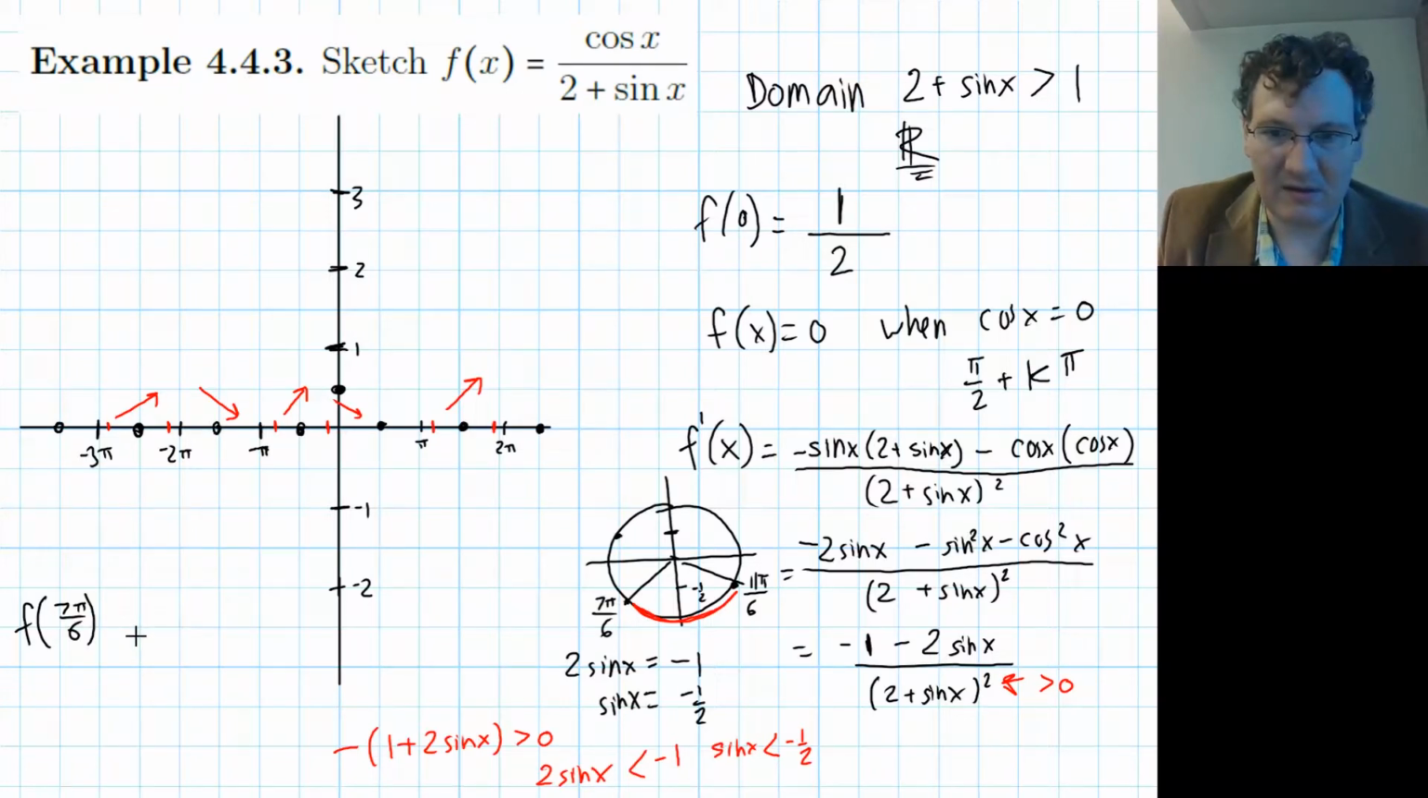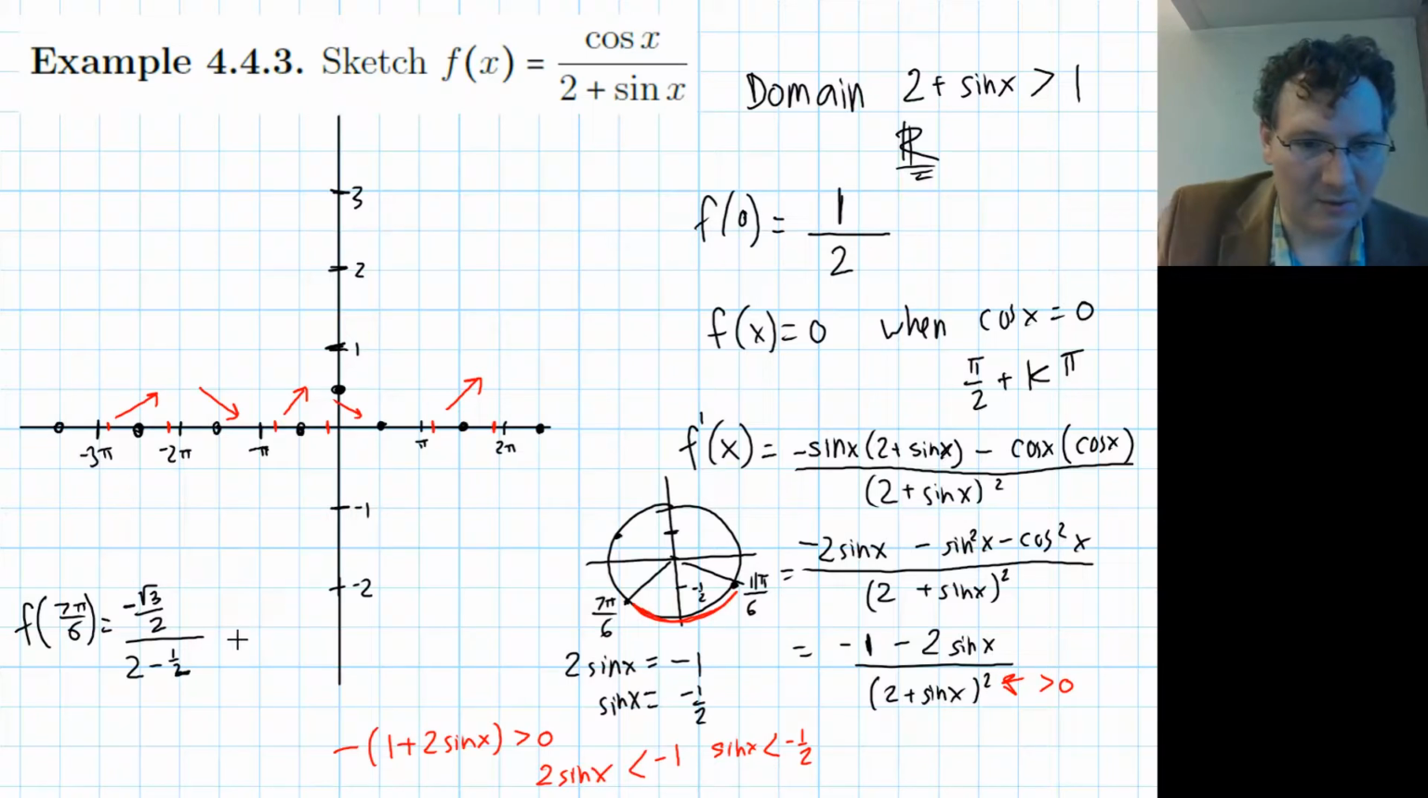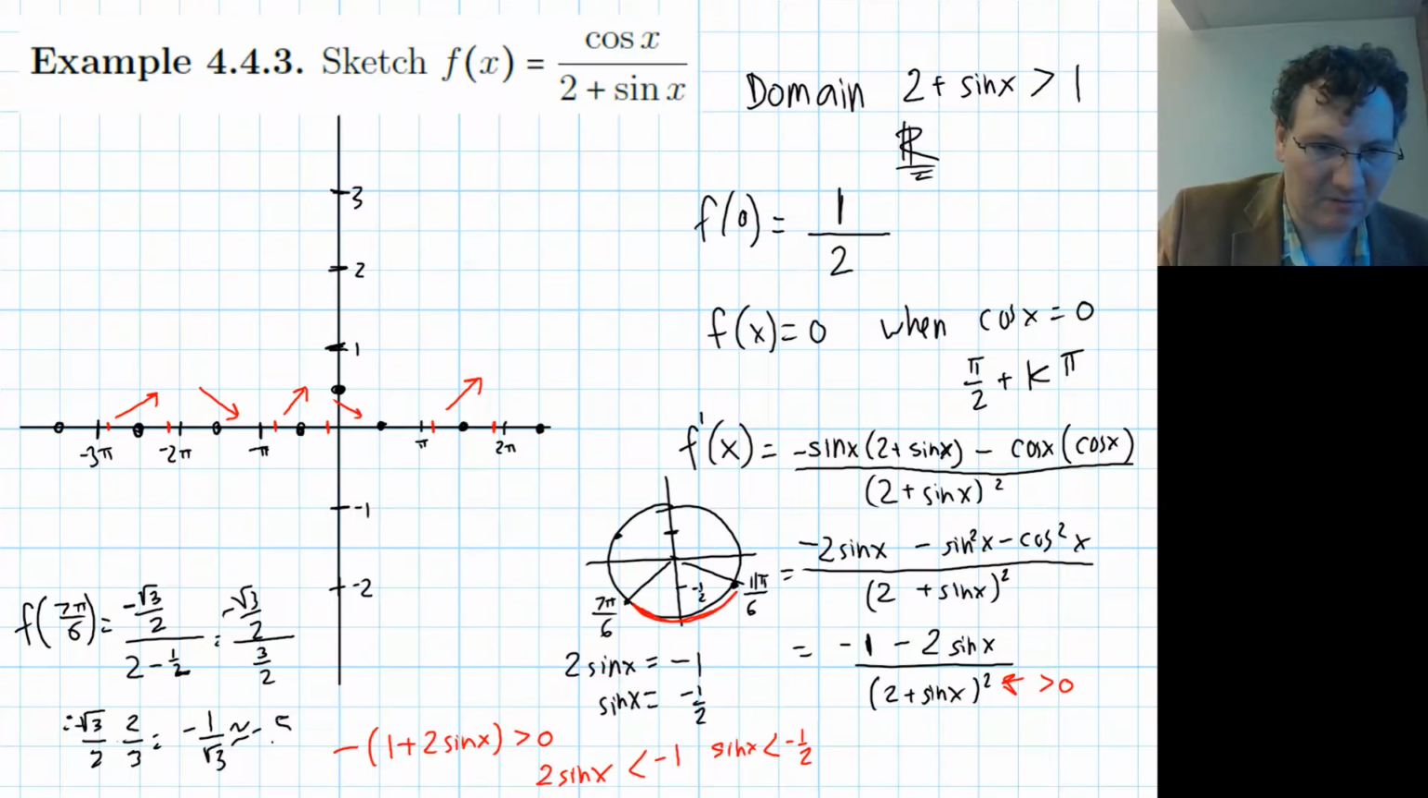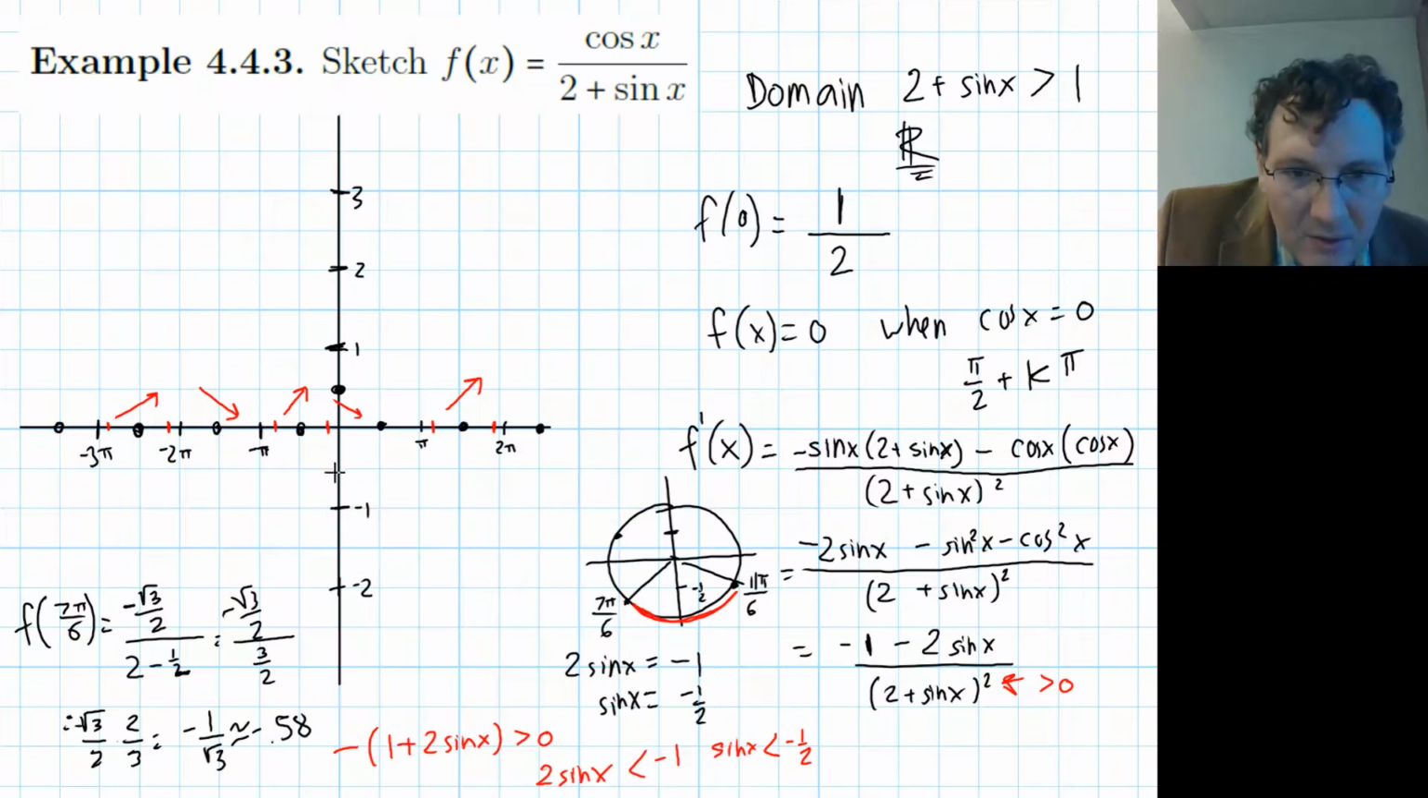That's going to be the cosine is negative, negative root 3 over 2, and the denominator is going to be 2 plus 2 minus a half. So what do we have? We have negative root 3 over 2 over 3 halves. So that's going to be negative root 3 over 2 times 2/3. This is going to be negative 1 over root 3. That's roughly negative 0.58. So I'll put that around here.